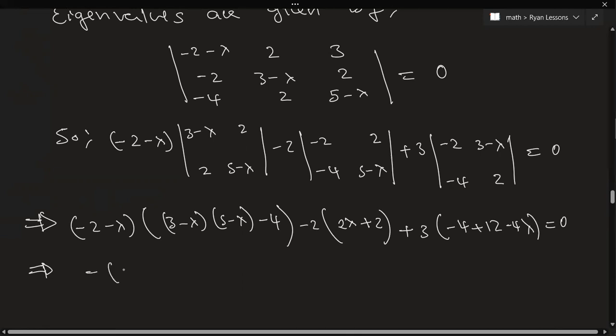So we have negative 2 plus lambda. Then here what we get is lambda squared. Then minus 5 lambda minus 8 lambda. Then 15, so plus 11. Then we have negative 4 lambda plus 1 plus 3.